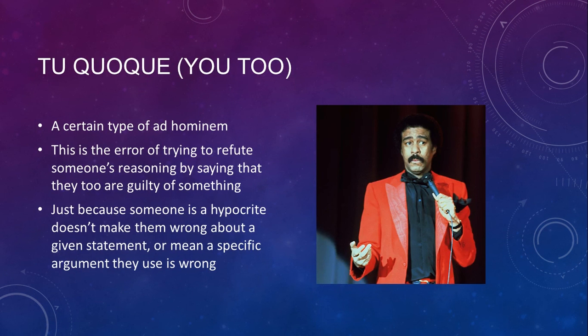So, tu quoque. I don't actually know how to say quoque. I mostly just read it rather than hearing it said to me, so don't take my word on it. But this is a certain type of ad hominem that's worth distinguishing from the other types. This is the area of trying to refute somebody's reasoning by saying that they too are guilty of it. And the lesson here is just because somebody's a hypocrite doesn't make them wrong. Just like somebody being a jerk doesn't make them wrong.